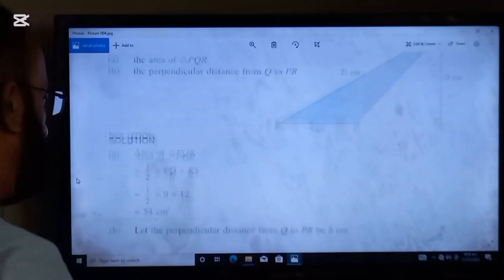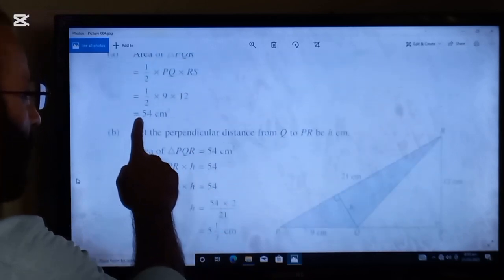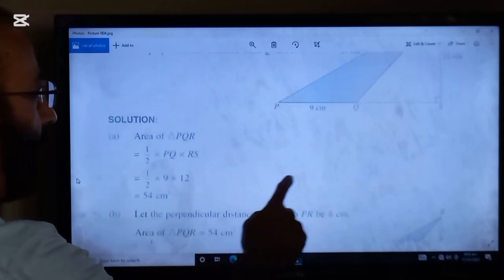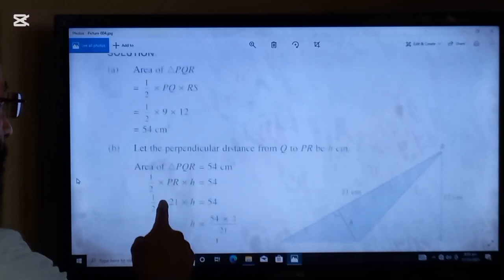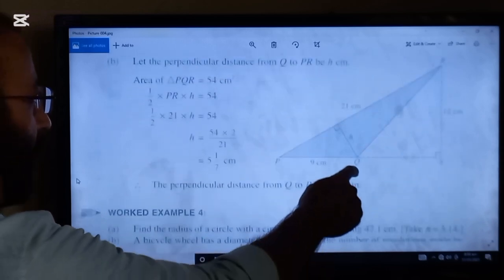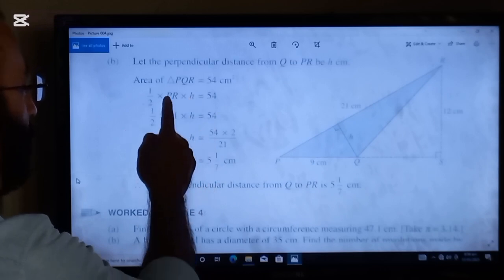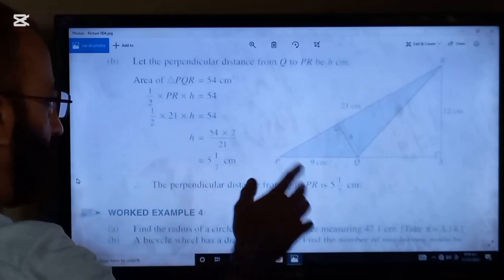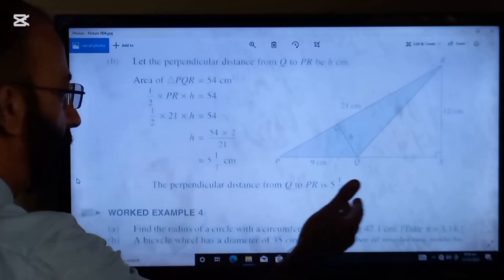So look now, area of the triangle, we have found out in A part, is 54. So 1 by 2 into PR, that is base, multiplied by perpendicular height. This is the perpendicular height. So solve it from here. PR's value is 21, that is given, and h will be solved out from the equation. So this is the answer.